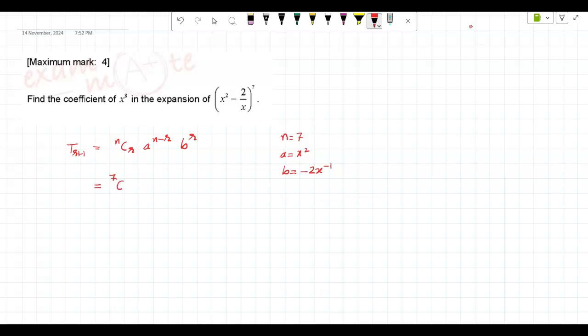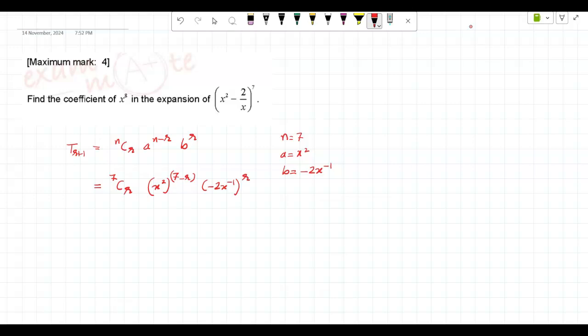r is 3, so 7Cr. How do you know that? Because x squared has to be 8. If you can't figure it out by observation, that's good, but if you can't, then n minus r is for x squared. So 7 minus r, and I'm doing everything systematically: minus 2x raised to minus 1 raised to r.